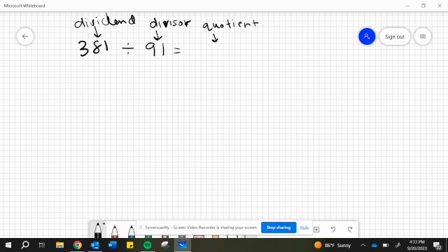When I am estimating, I want to look at my divisor. I want to focus on the tens, and I'm going to change it to 90 because 91 is close to 90. It's closer to 90 than it is to 100, so I'm going to round down to 90. Now, if you know your math facts, this might be easier for you. If you're not very strong in your math facts, you might struggle. So I'm going to list our math facts for 9.